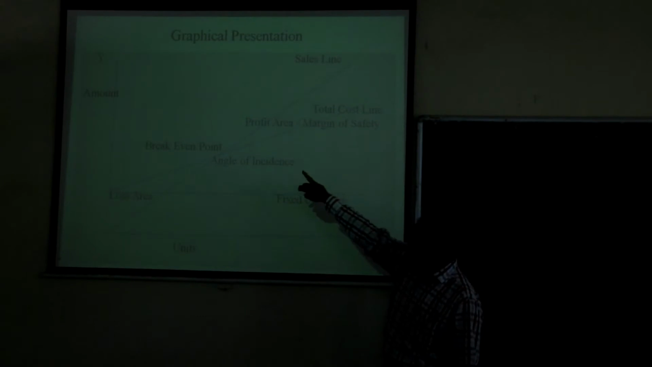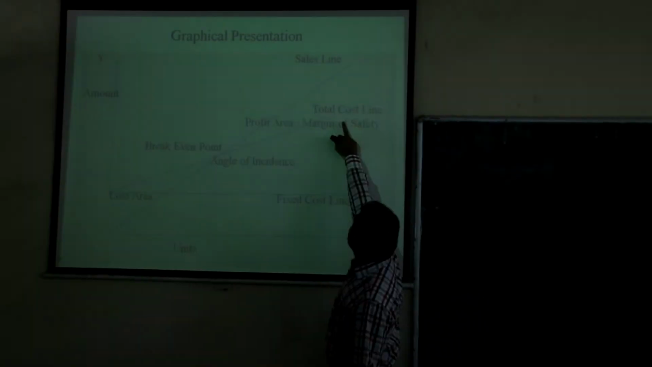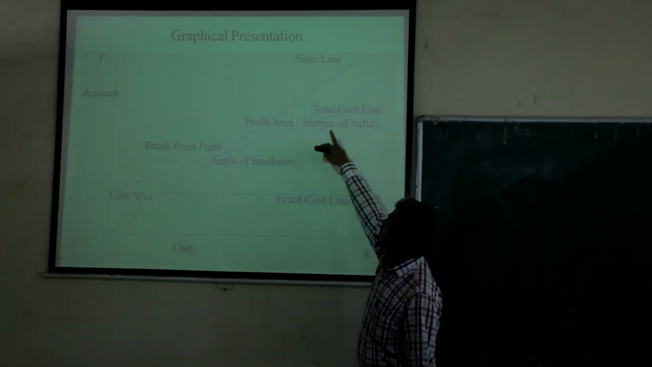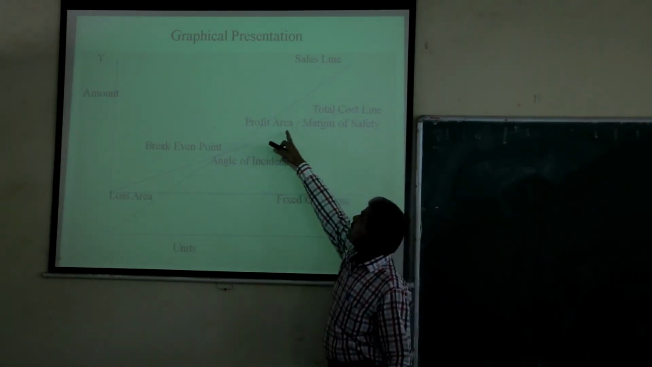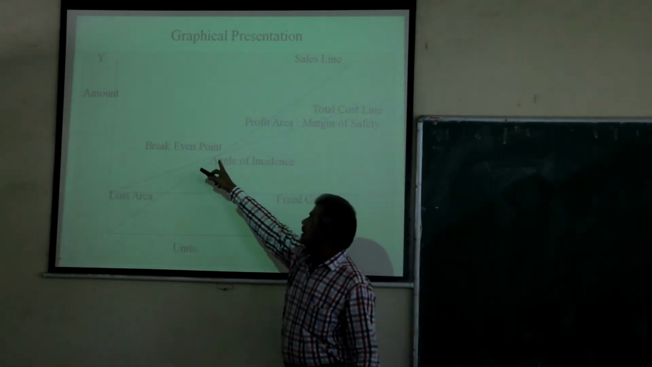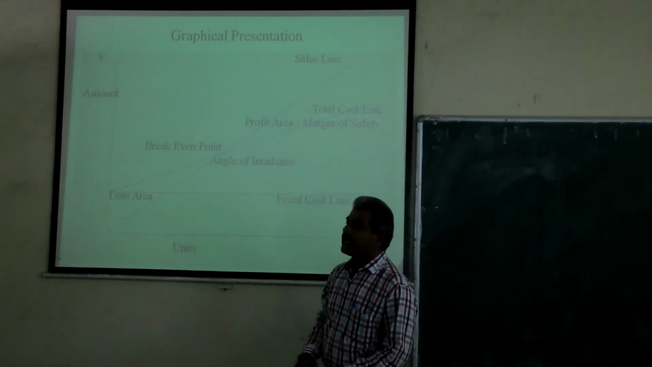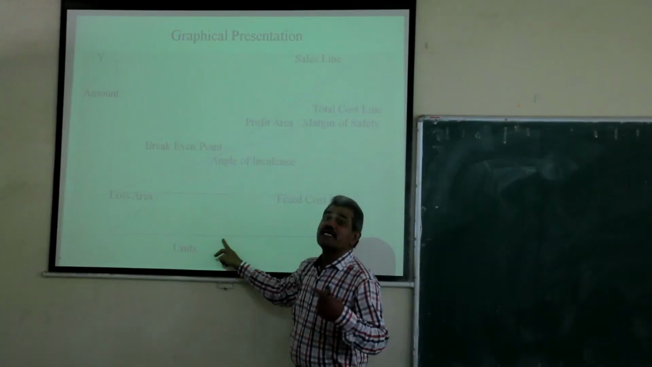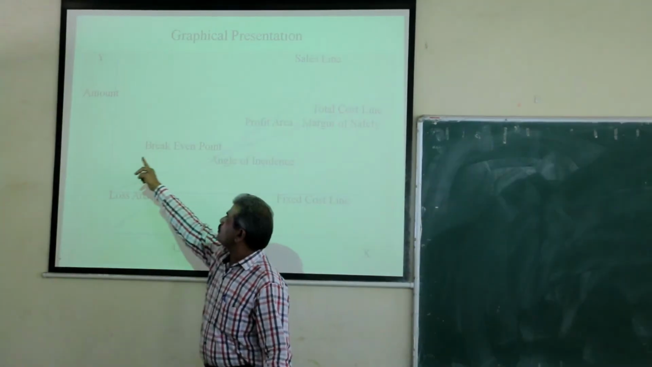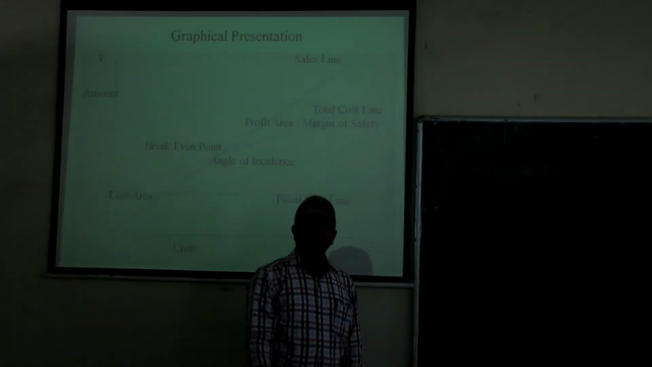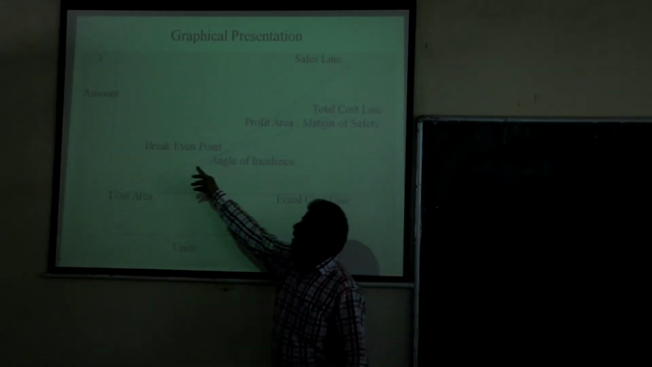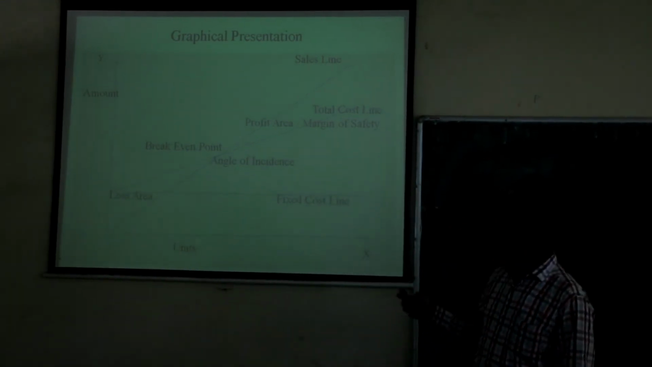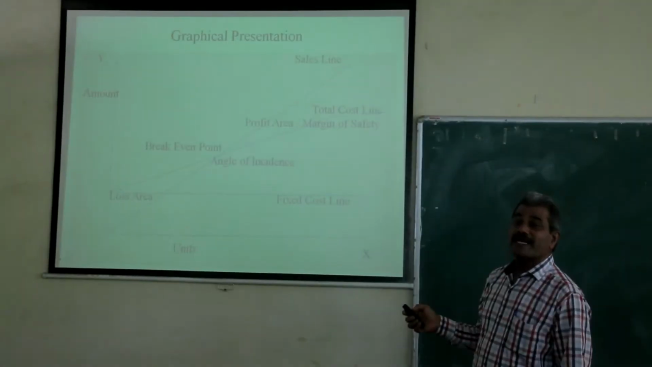This is fixed cost. This is the angle of incidence. This is the total cost line, and this is the sales price. Using this, we can calculate the profit area or margin of safety. We can even calculate the break-even point by drawing a perpendicular on the x-axis to get the break-even units, and by drawing a perpendicular to the y-axis to get the amount of the break-even point. This is the first method of presentation in the graphical method.